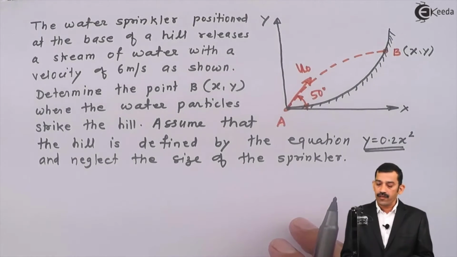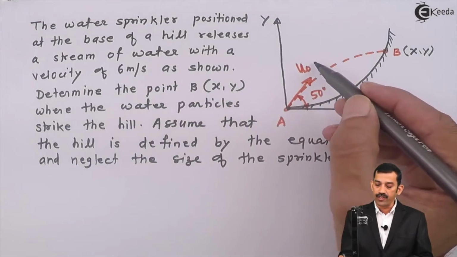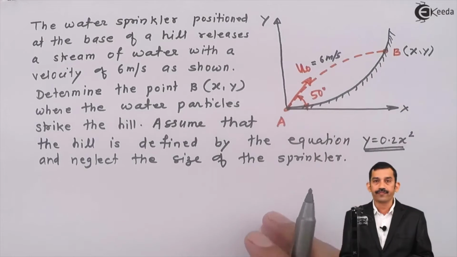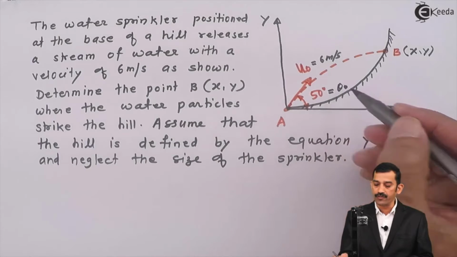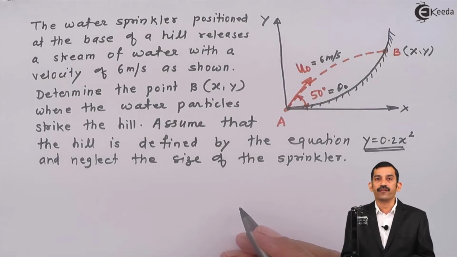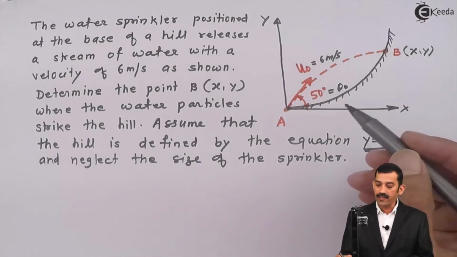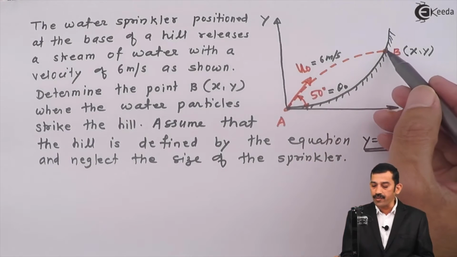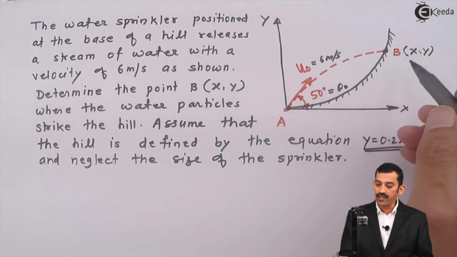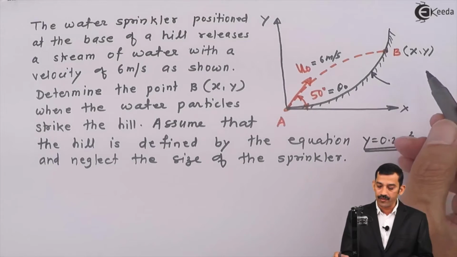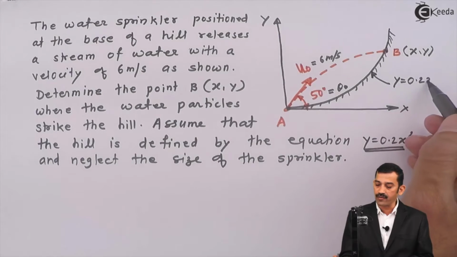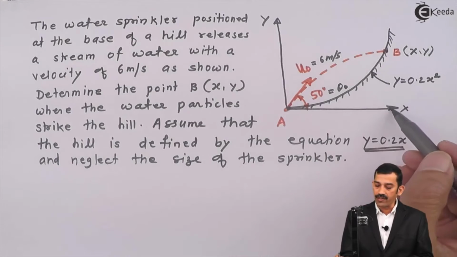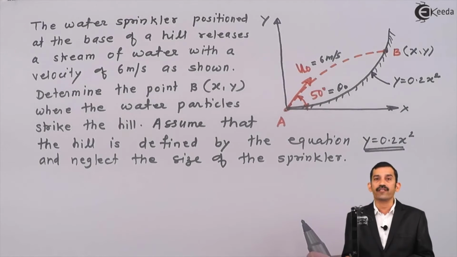the sprinkler. Now u0 is known, which is equal to 6 meters per second. That is the first data given. Next, 50 degrees is known, which is theta 0. Now using the equation of path, the unknowns are x and y, but as the water strikes at B on this curved surface, the equation of the hill is known, y equal to 0.2 x square. That means at B, you know the relation between x and y. So using the equation of path, if we substitute the value of y in terms of x, then our equation will be in terms of only x. Solving this equation, the solution is possible.